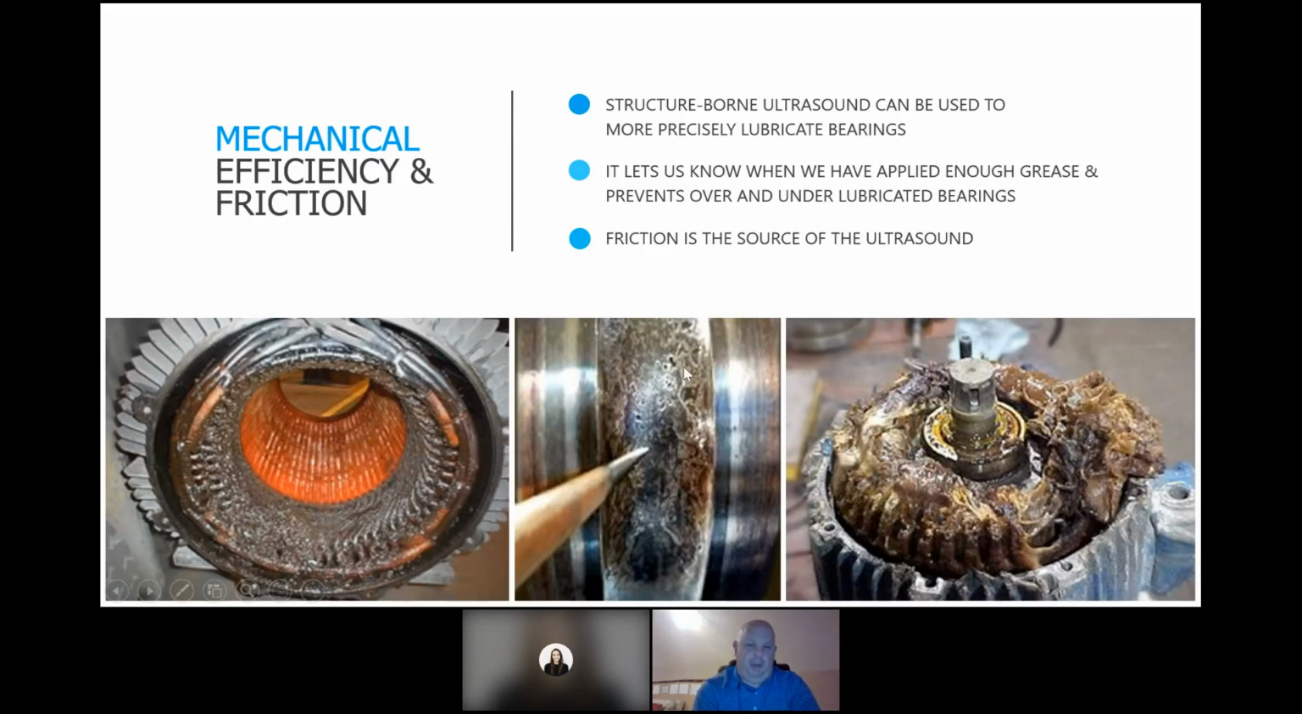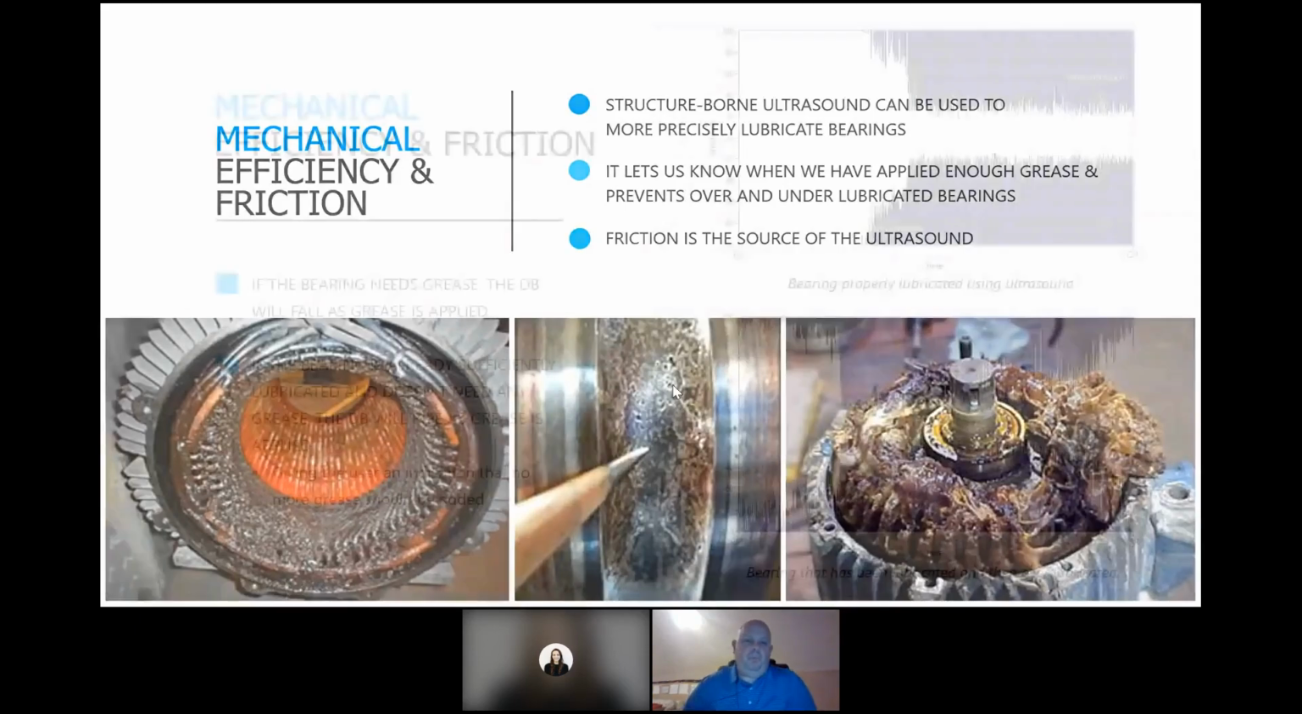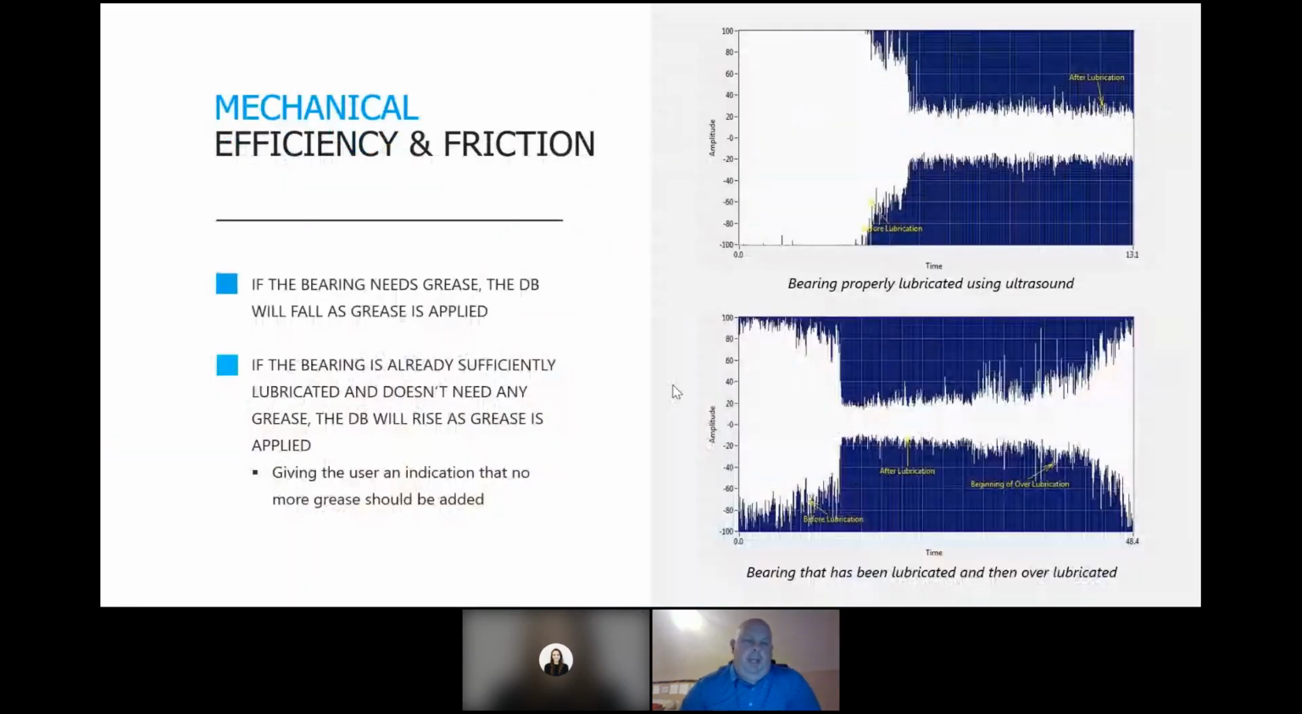And if you look at the bearings here, this motor overheated so much that we've started to see spalling and discoloration, which is very typical when you look at friction related failure modes on bearings. So again, just like with turbulence with air leaks, and ionization being the source of electrical faults like corona tracking and arcing, friction is the source of the ultrasound when it comes to bearing and bearing lubrication specifically.